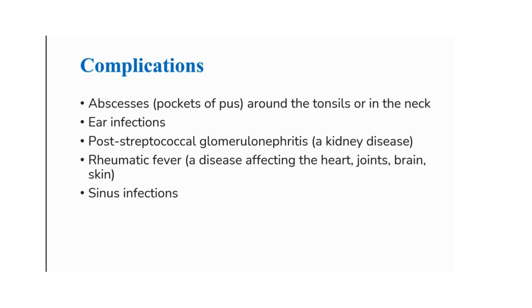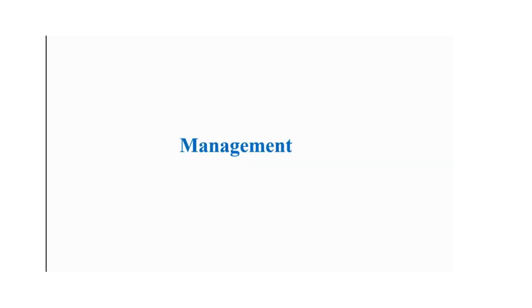After the streptococcal throat infection, autoimmune reactions and other antigen-antibody reactions affect other organs, mainly the kidney, heart, joints, and brain. These are the serious complications of streptococcal throat infection. The next complication is sinus infection. After the throat infection, the infection spreads to the sinuses.